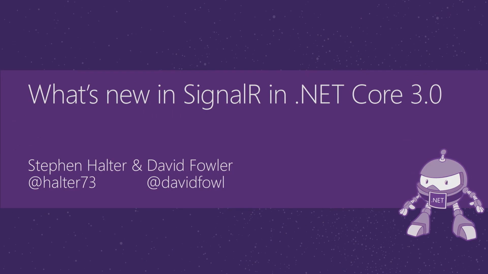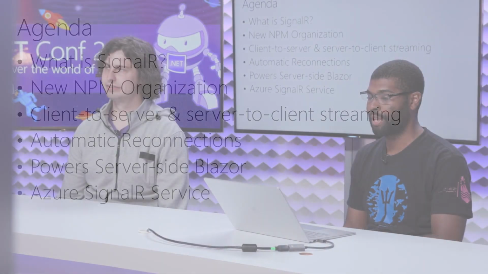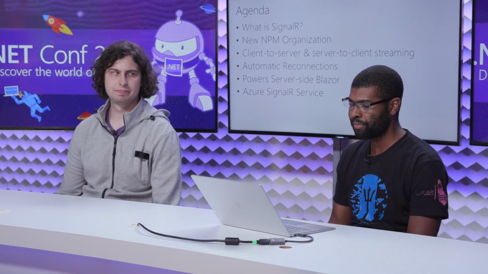We're going to talk about what's new in SignalR in .NET Core 3.0. All right, so here's our agenda. We're going to start off by doing a small version of what is SignalR, a 101 for those of you who aren't familiar with the platform. We'll talk about our new NPM organization. So we made a small change to where we store the package in 3.0, and that's important. We'll talk about the new feature client to server and server to client stream. It's a pretty cool feature that we have a demo for in 3.0.